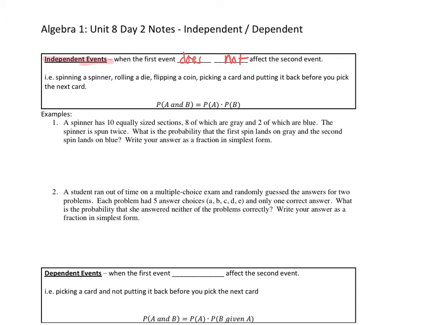So when we are calculating the probability of two events that are independent of one another, we are just going to take the probability of those two events and multiply them, okay? We're going to multiply them together. So that means we're going to be multiplying some fractions, okay? So let's look at examples of independent events.